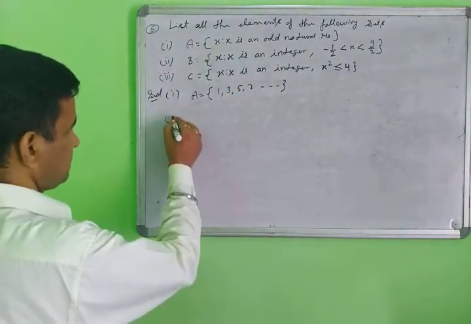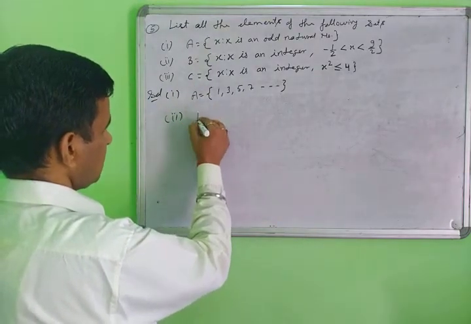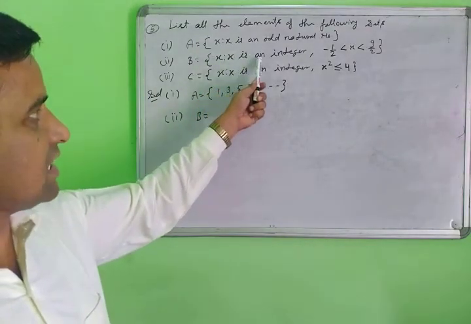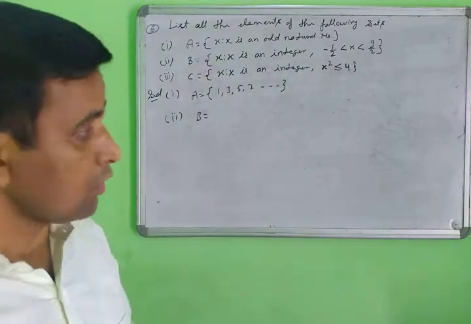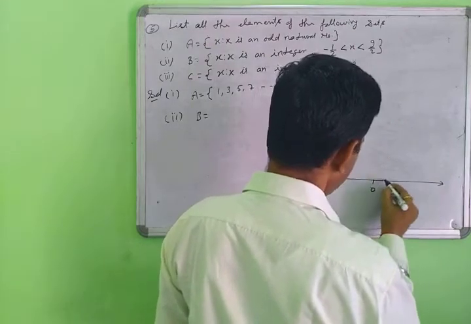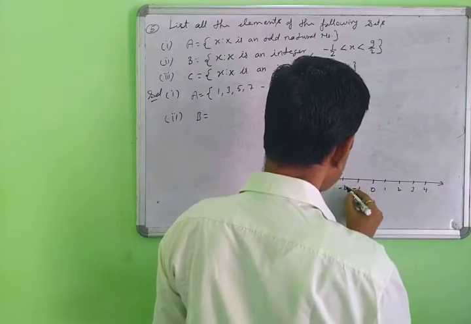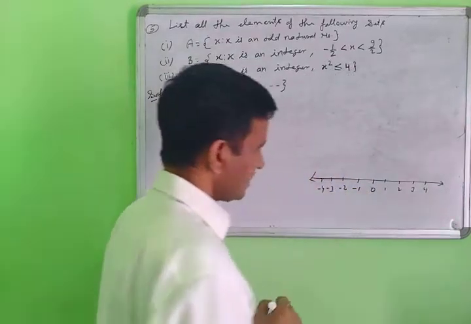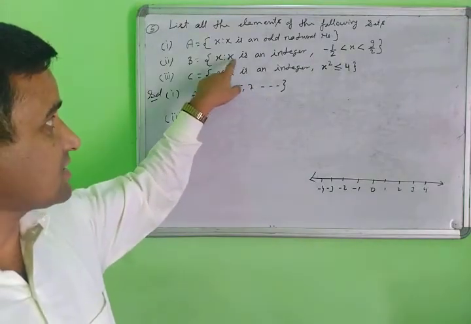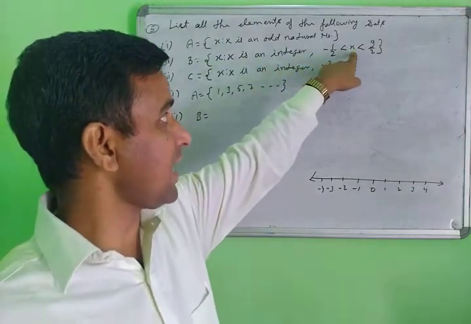Second part. Here set B. Set B is given as x such that x is an integer. You know the integers number line. This is the integers number line. The center is 0. Right side 1, 2, 3 and 4. Left side -1, -2, -3 and -4. This number line is called the integers number line. And x such that x is an integer. What is the value of x here?